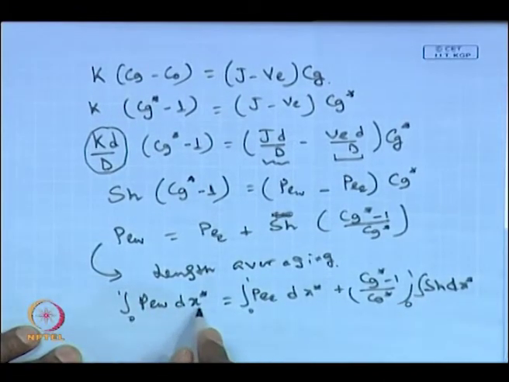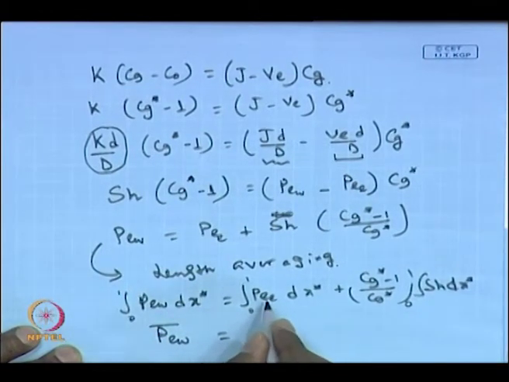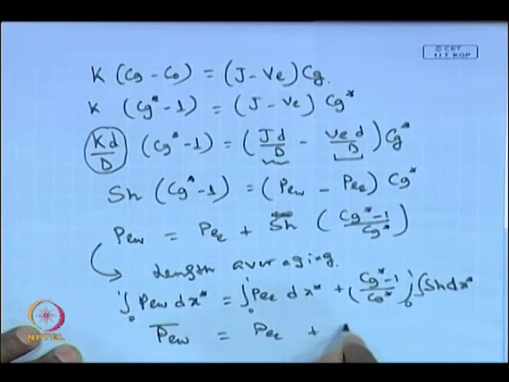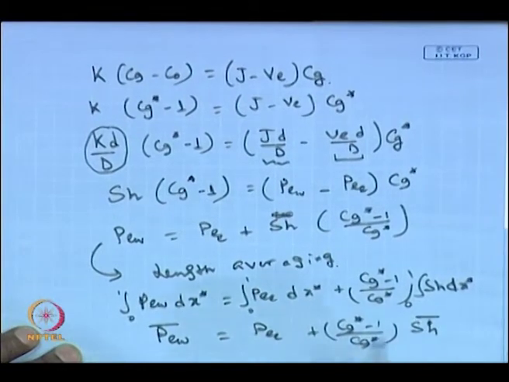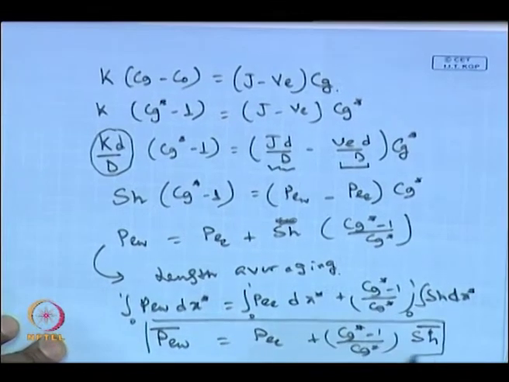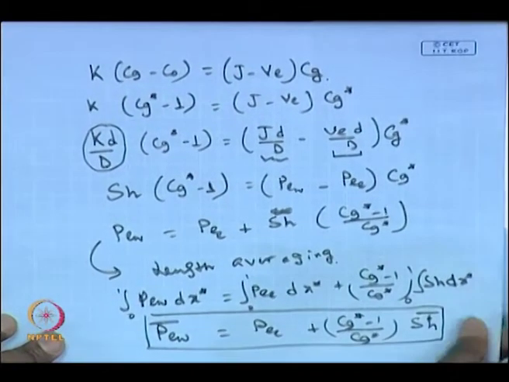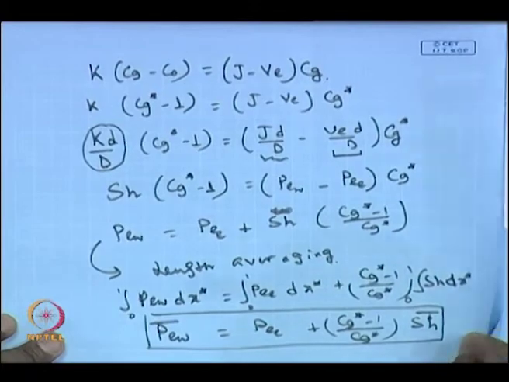So, the integral of PEW dx star will be nothing but the length averaged permeate flux. Now, PEE is constant and does not depend on x star, so it comes out of the integral. The integral of dx star is equal to 1. So, this becomes PEE plus (Cg star minus 1) divided by Cg star, and this integral from 0 to 1 of Sh dx star is nothing but the length average Sherwood number. So, this is the relationship between the length average permeate flux and the length average Sherwood number.